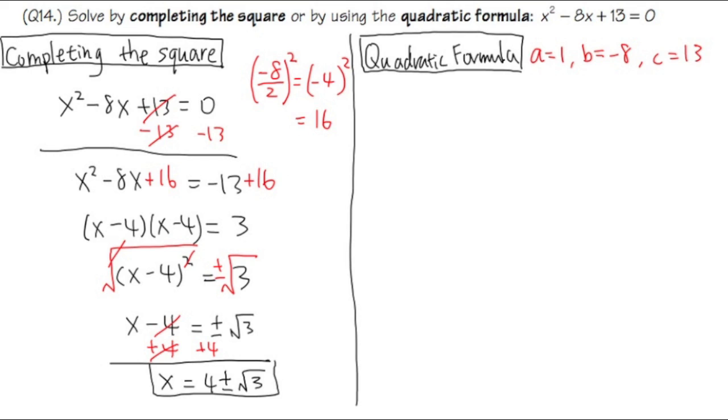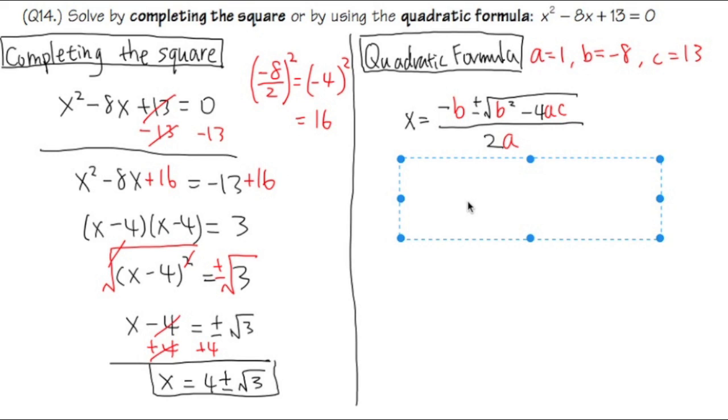Now next, if you want to use the quadratic formula, of course we have to remember what the quadratic formula is. The quadratic formula is negative b plus or minus square root of b squared minus 4ac all over 2a. And you have to make sure you set up the quadratic formula correctly, drawing in the numbers. So this is the setup.